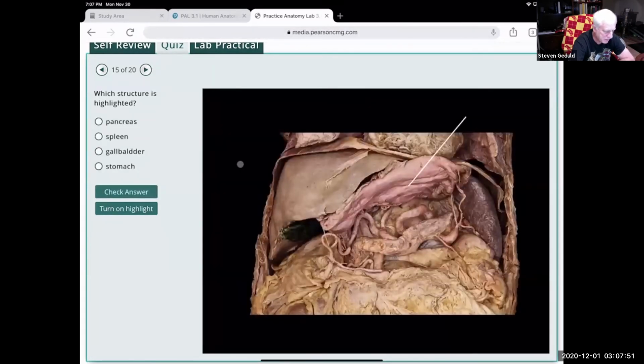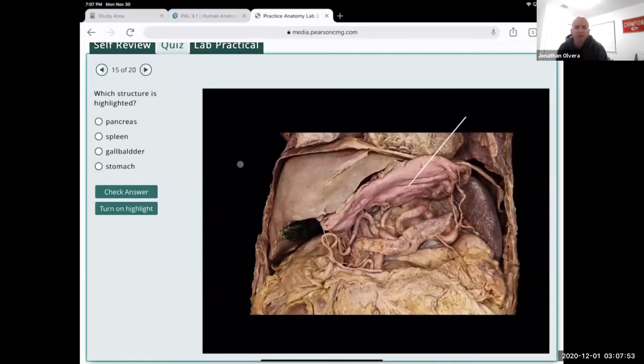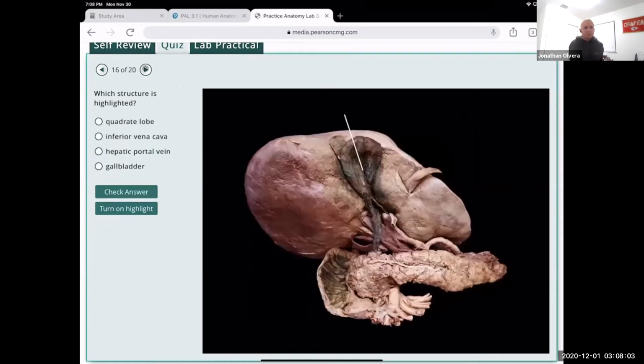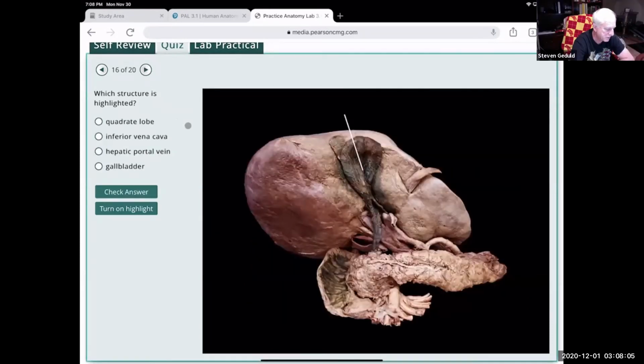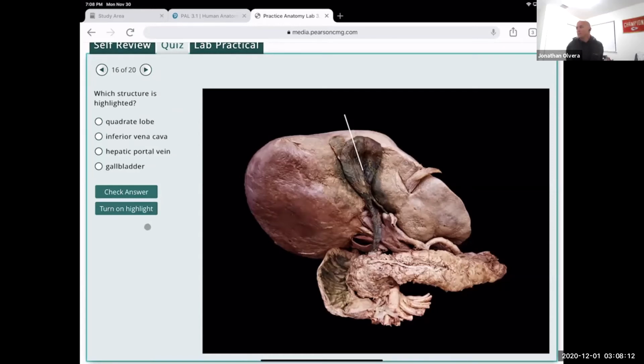And again, this is your stomach. That's the stomach being lifted up right there. Oops, I hit the wrong button. Where's the stomach? There's the stomach. And what is that thing? Oh, what structure is highlighted here? What's that big green thing? Gallbladder. Perfect.